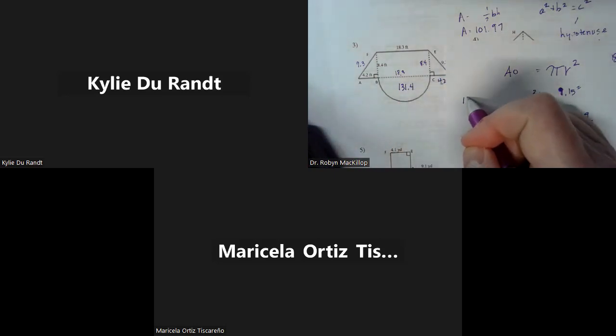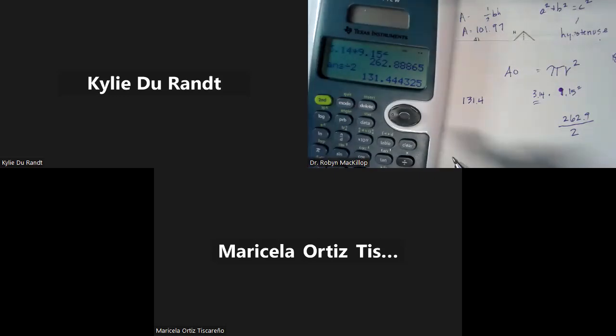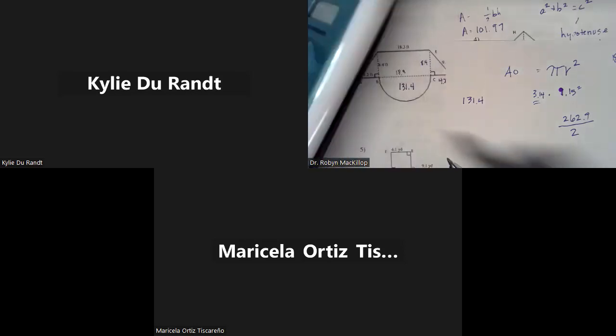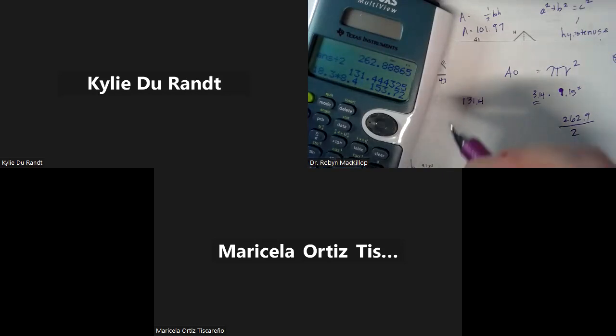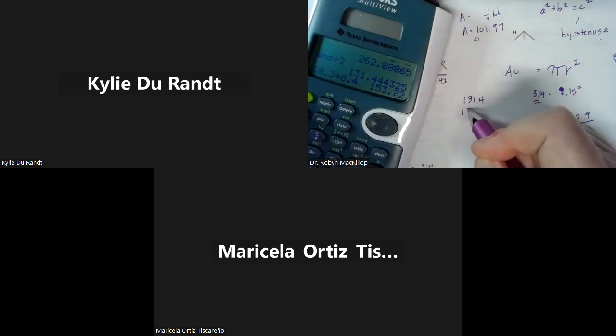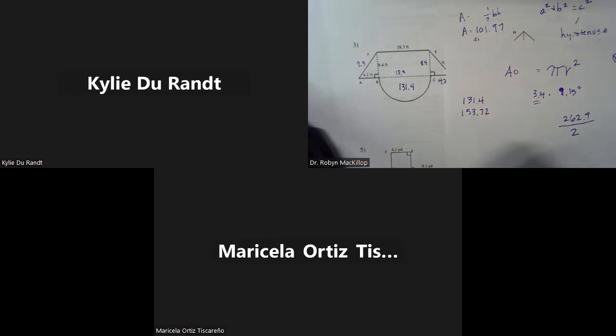We got our circle taken care of. I'm gonna write this here. That's the circle. The area of the rectangle is 18.3 times 8.4, length times width. So 18.3 times 8.4. Did I do those numbers right? Yes. 153.72 for the rectangle. And then we've got 2 triangles that are exactly alike.